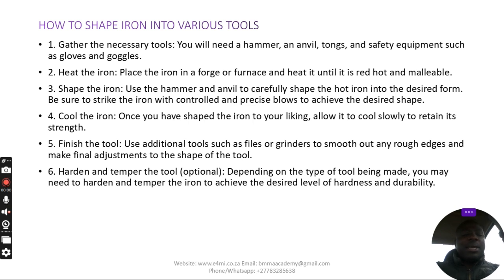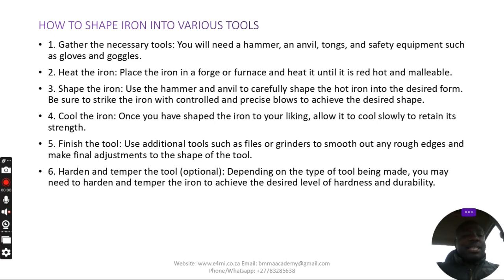Then after that comes the main task, that of shaping the iron. We can use a hammer and an anvil to carefully shape the hot iron into the desired form. Remember, we said if someone needs an axe because their axe has broken down, you just take the one that is broken down, you copy its shape and then you can replicate it using this method. Be sure to strike the iron with controlled and precise blows to achieve the desired shape.